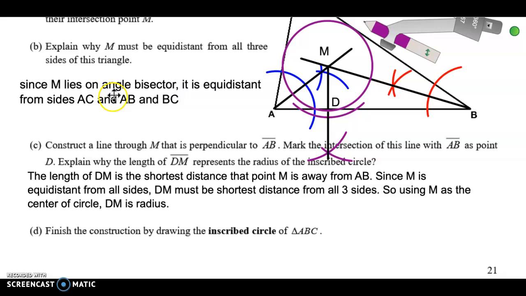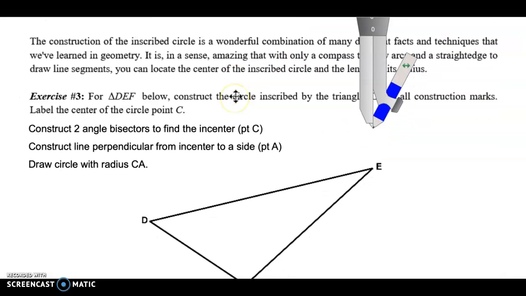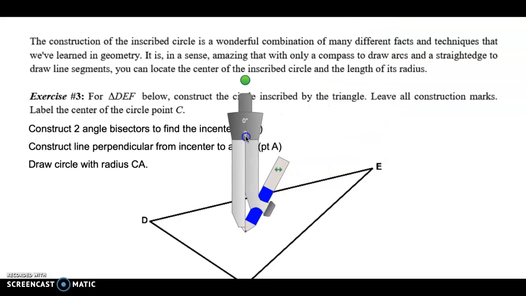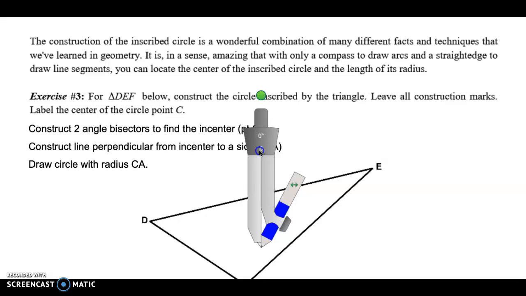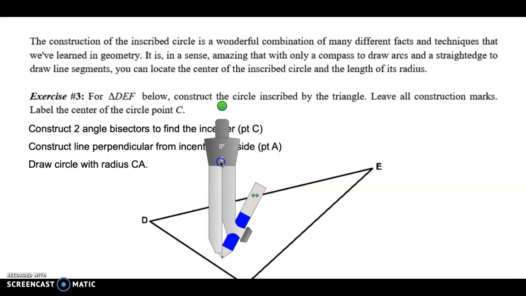All right, so that's the first page. We're just going to do one more on the next page. We'll try it one more time together to make sure you got the hang of it. We won't do exercise 3 though. And I wrote the directions right here for us. So for triangle DEF, we're going to construct a circle inscribed in the triangle. Leave all construction marks. Label the center of the circle C.